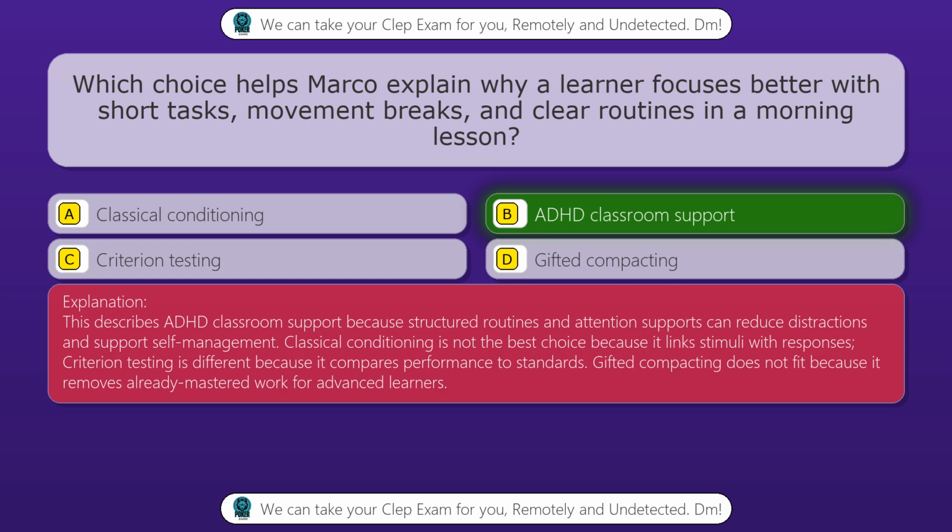This describes ADHD classroom support because structured routines and attention supports can reduce distractions and support self-management. Classical conditioning is not the best choice because it links stimuli with responses. Criterion testing is different because it compares performance to standards. Gifted compacting does not fit because it removes already mastered work for advanced learners.